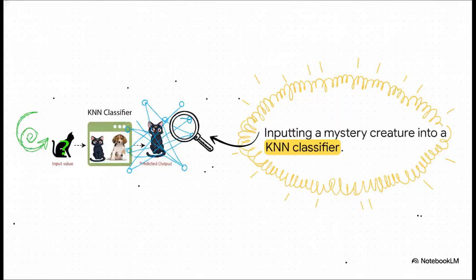To pull this off, the model doesn't just make a wild guess. Instead, it analyzes the new creature's features against a massive existing database of known identified images. It figures out what the mystery input is based entirely on which group it's most similar to. It finds the closest matches and boom, it outputs a confident prediction. In this specific case, a cat.